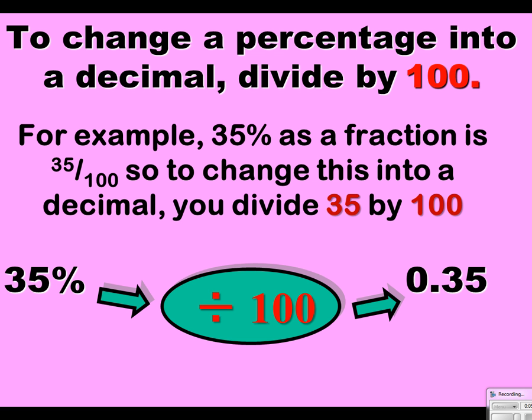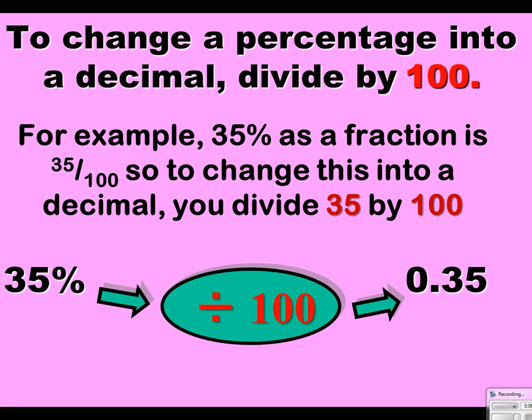Now, if you want to change a percent into a decimal, all you have to do is divide by 100. For instance, 35% as a fraction is 35 hundredths. So you would change this into a decimal basically by dividing 35 by 100. So the decimal was here, and then it went over here. So really what happened was the decimal moved over 2 places. That's as far as it moved, 2 places. That's what happens when you divide by 100. When you multiply by 100, it moves over 2 to the right. When you divide by 100, it moves over 2 to the left.